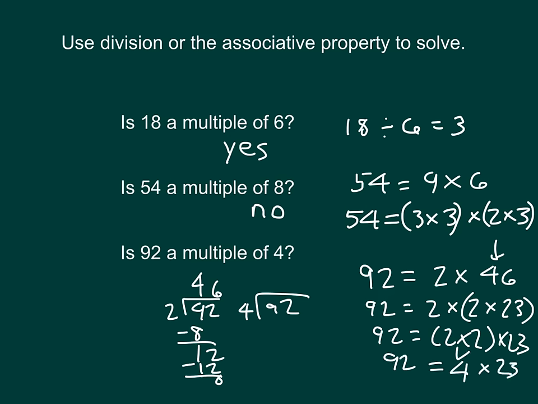Then we can associate the 2 times 2 so that we know by evaluating that 4 times 23 does give us 92. When we divide, 4 goes into 9 2 whole times. 2 times 4 is 8. 9 minus 8 is 1. And we bring down the 2 for 12. 12 ones divided by 4 is 3. 3 times 4 is 12. And 12 minus 12 is 0. Therefore, since it does go in evenly, it is a multiple of 4. 92 is a multiple of 4. So that's how we check to see if a number is a multiple of another number.